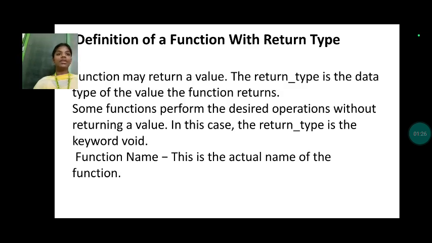Definition of a function with return type. A function may return a value. The return type is the data type of the value the function returns. Some functions perform the desired operations without returning a value. In this case, the return type is the keyword void. Function name: this is the actual name of the function.